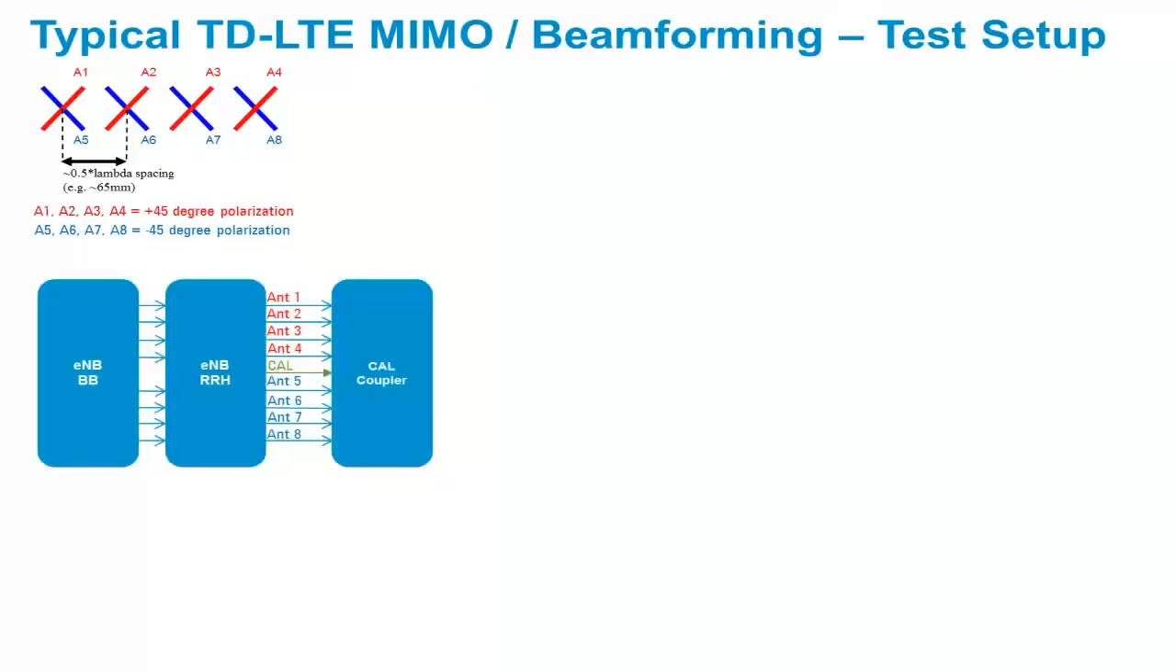A typical TD-LTE base station is illustrated, comprising of E node B baseband and remote radio head. The remote radio head provides 8 antenna feeds which are connected to an RF antenna calibration coupler unit for test purposes. Note that the base station calibration of the RF antenna is achieved using a dedicated calibration port connection between the remote radio head and the RF antenna calibration coupler. Verification of the base station calibration performance is a very important aspect of beamforming test.